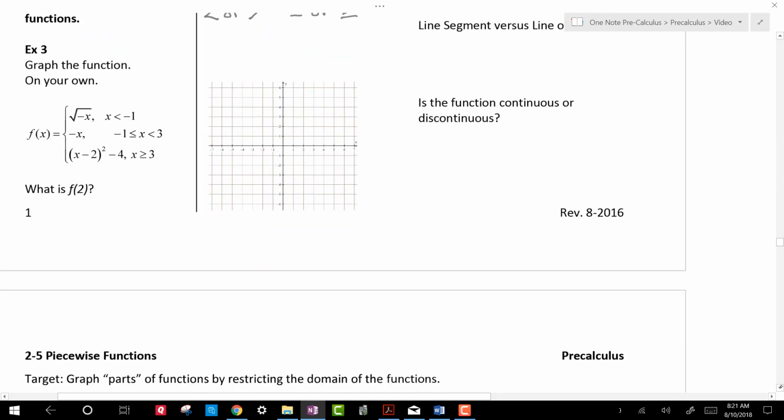Number 3, I would encourage you at this point to turn off the video. Try this on your own. See what you can do. Okay?